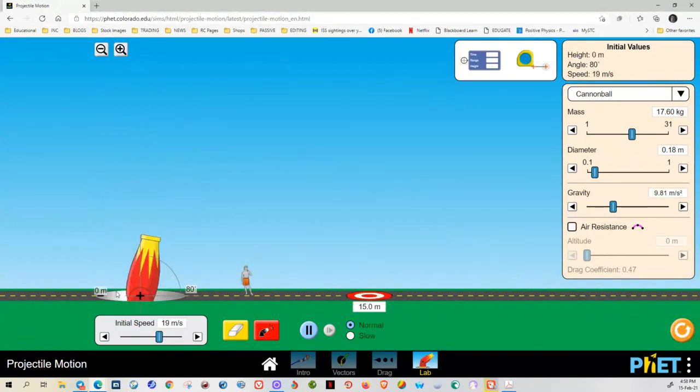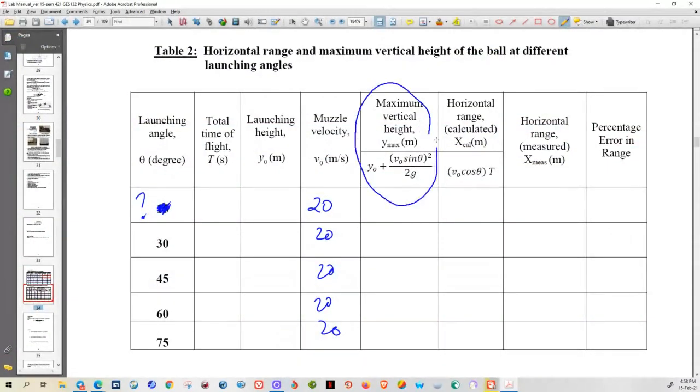So for us, we will simply keep it 0. Why? Let's go back to our data sheet. To get the maximum vertical height, you have to add the original height. If the original launching height is 0, then you can cancel this from the equation. So we can keep it 0. Okay, 0, 0, 0, 0, 0. The only thing left is to measure the time of flight, calculate velocity, vertical height, calculate horizontal range. What about this one? You have to measure the horizontal range as well. Okay, and then make percentage error for the horizontal range. So how do we do it?